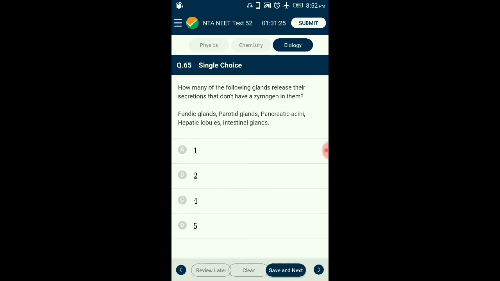Parotid gland secretes salivary amylase, which is not a proenzyme. The enzymes secreted by intestinal glands such as nucleotidase, nucleosidase, sucrase, lactase, maltase, aminopeptidase, dipeptidase and lipase are also secreted in the active form and are not zymogens. So the answer for this question is option B. From the given glands, there are two whose secretions do not have zymogen in them.